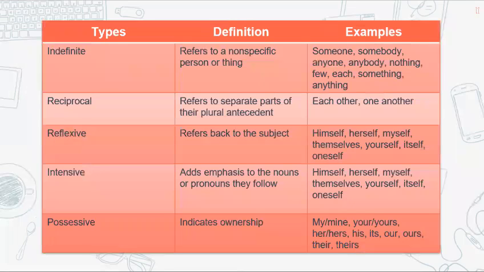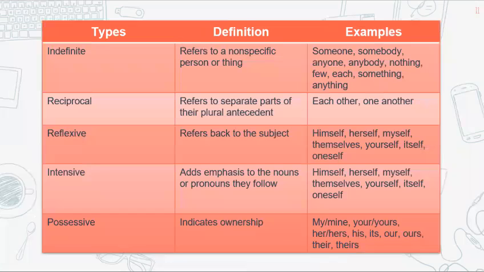Then we move on to indefinite pronouns. These refer to a non-specific person or thing: somebody, someone, anyone, anybody, nothing, few, each, something, anything. All of these are indefinite pronouns. Reciprocal pronouns refer to separate parts of their plural antecedent: each other, one another. My sister and I are close because we live near each other. These are reciprocal pronouns.